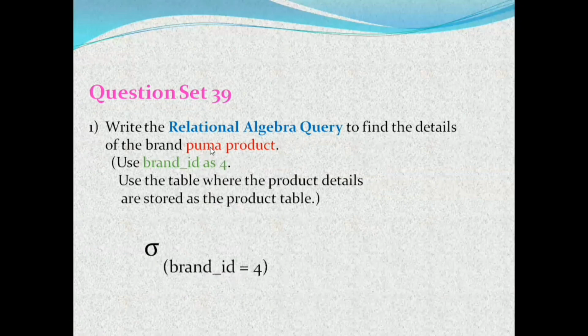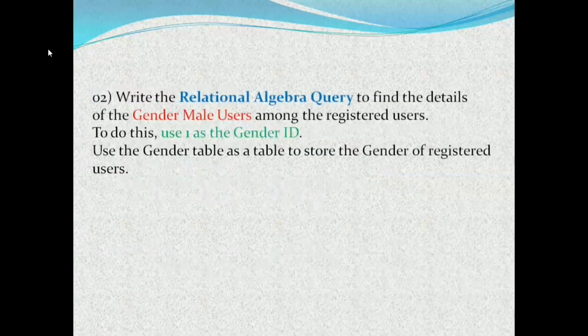So brand ID 4 is also equal to Puma brand, Puma product. So now I am getting this product relation. So this is the relation of our algebra query. So now this is the thing, so you can understand it. And I'm going to the second question. So this is the second question.